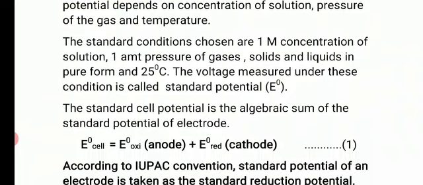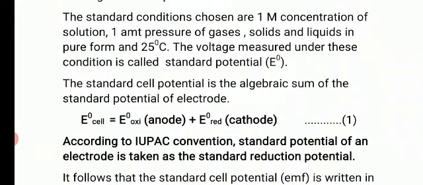See over here, the standard conditions chosen are 1 molar concentration of a solution. If it is a solution, then concentration should be 1 molar. Gaseous pressure should be 1 atmospheric pressure. And the temperature is 25 degrees Celsius. Understood? These are the standard conditions. So whatever voltage is measured under these conditions is called the standard potential, and that is denoted as E naught sign. Understood?